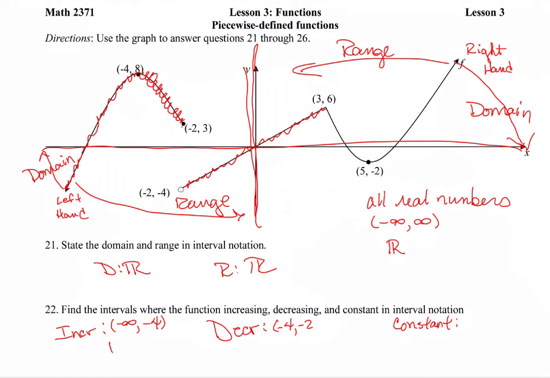So I'm going to put the union symbol, which is just a U without the tail, from negative 2 to 3. And I'm decreasing again from 3 to 5. So I put the U and I put from 3 to 5. Now I'm increasing again from 5 to infinity. So I add another U to the increasing and I put from 5 to infinity. And since there's no constant, I like putting a little bar there that says, hey, look, there's no constant.